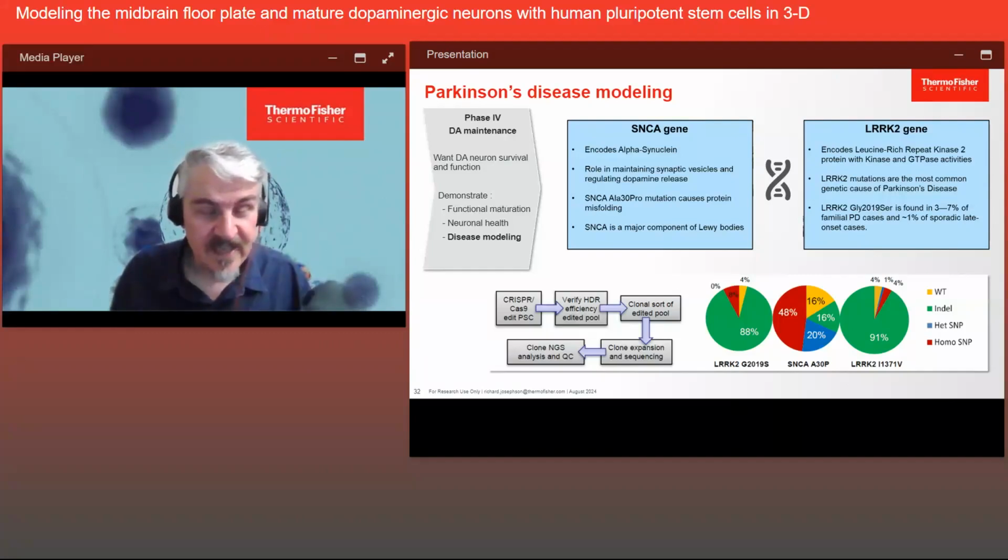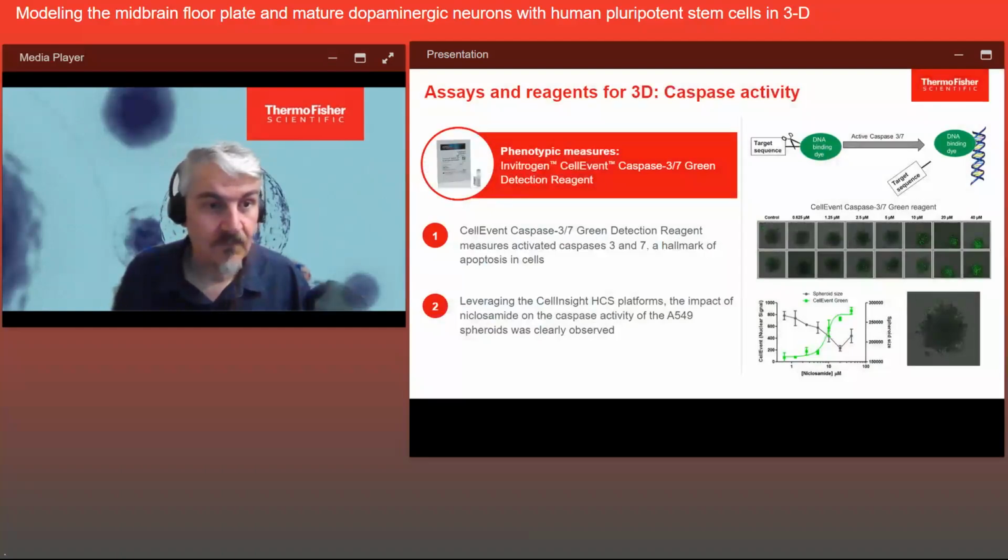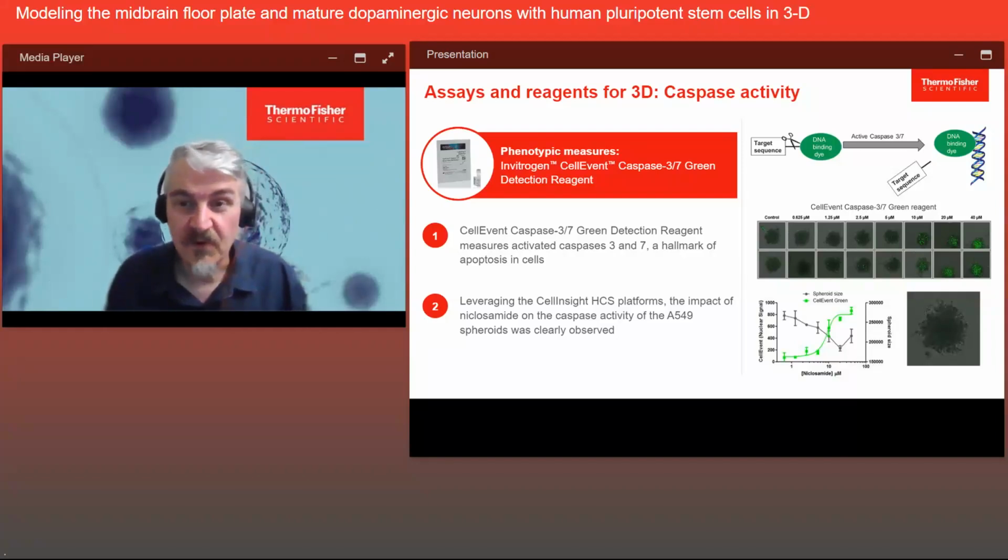We then wanted to test whether the homozygous mutations in these genes increase apoptosis in dopaminergic neurons. To do so, we're going to measure apoptosis using the CellEvent Caspase-3/7 detection reagent. This is a probe that is activated by cleavage by caspase 3 or caspase 7, which allows it to bind to DNA and fluoresce.